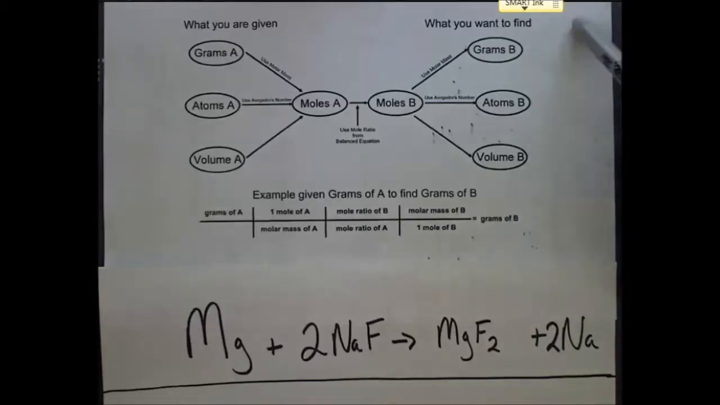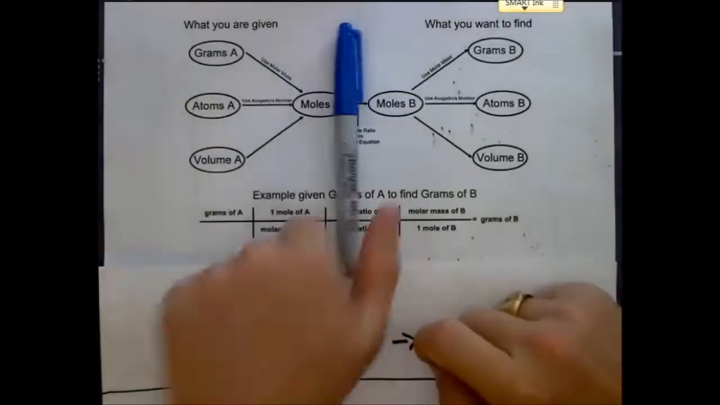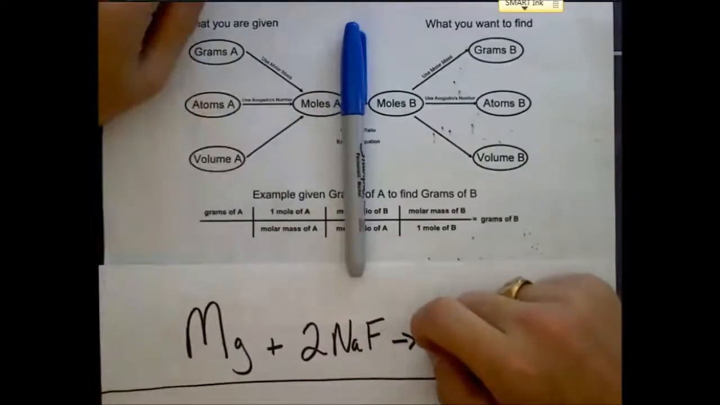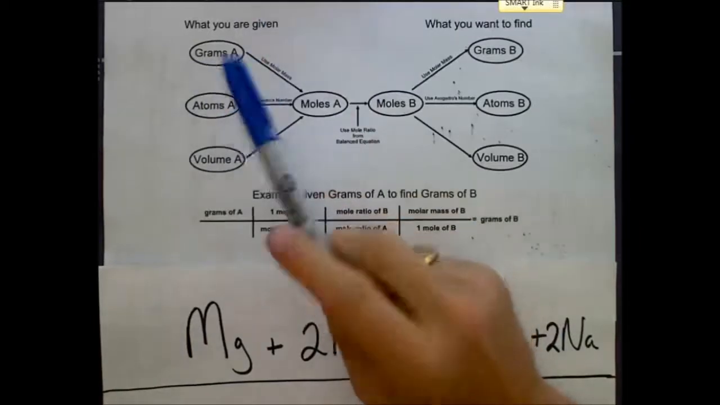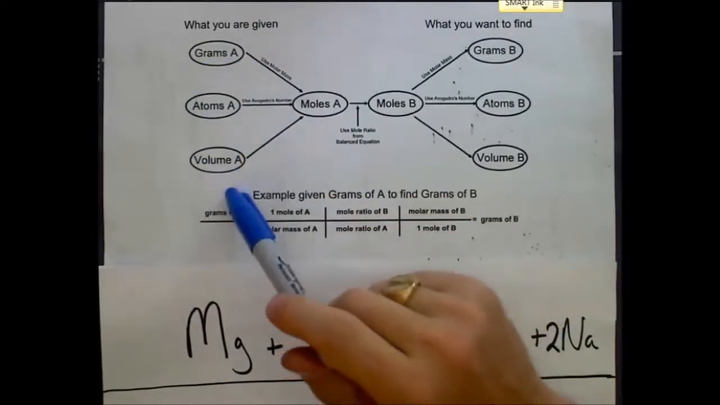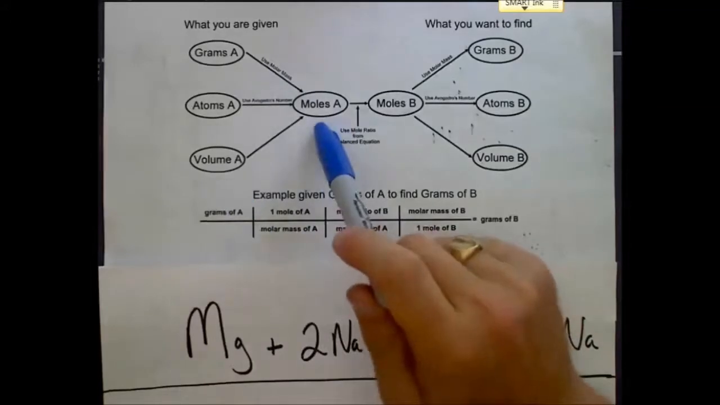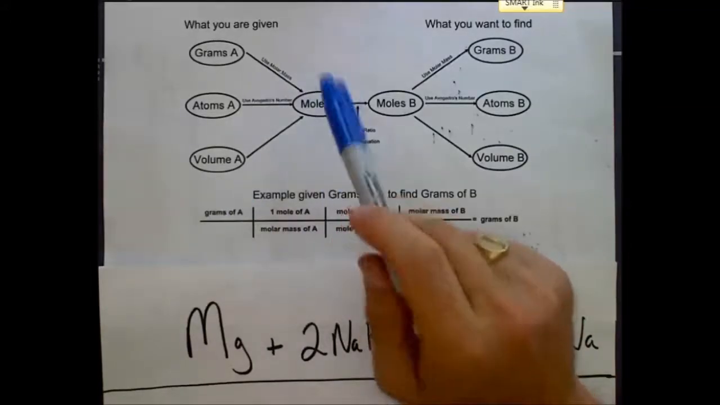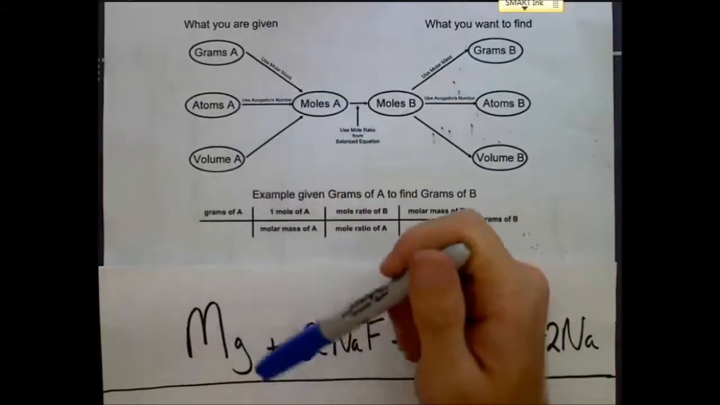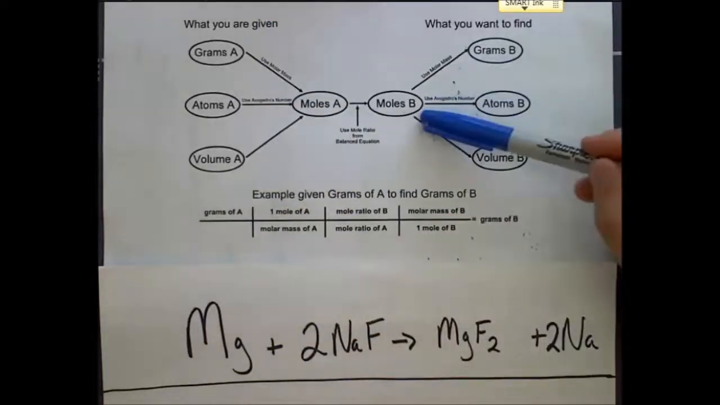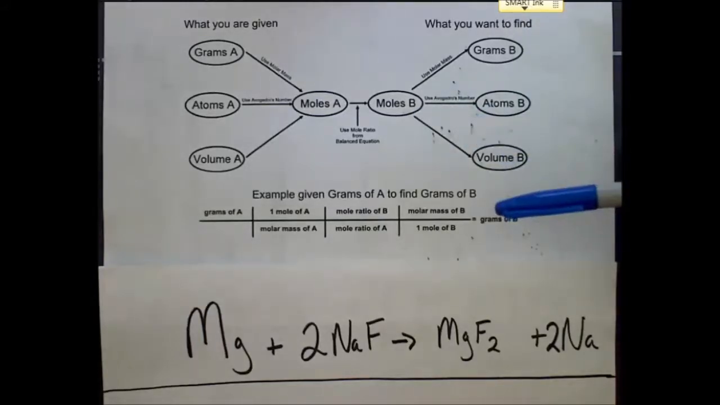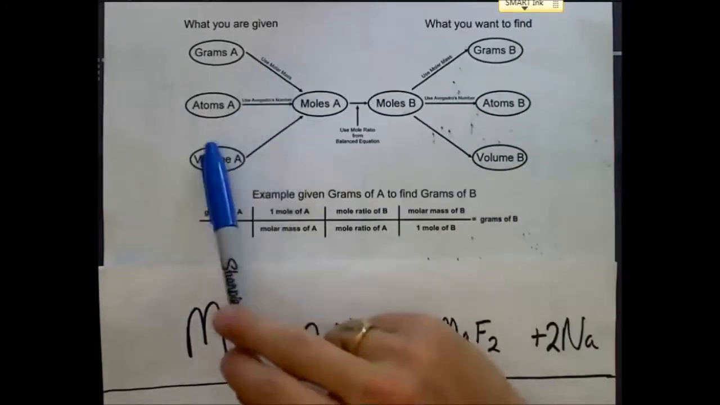We're also going to be using a mole map. And what this mole map shows us, on the left side, it shows us what we've been given. All right, so we can be given grams or atoms or a volume eventually when we start talking about gases, or we can be given moles of some substance. A is going to be the substance that we're given. On the other side, we have B, what we want to find, a different substance: grams of B, atoms, volume, or moles of B.